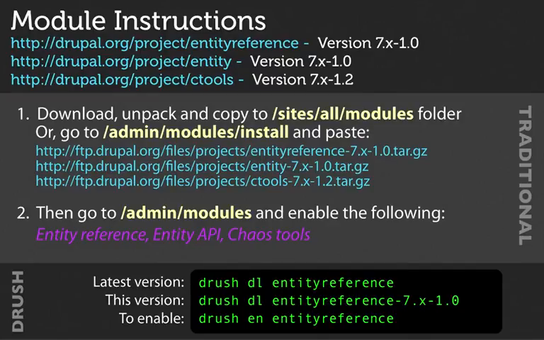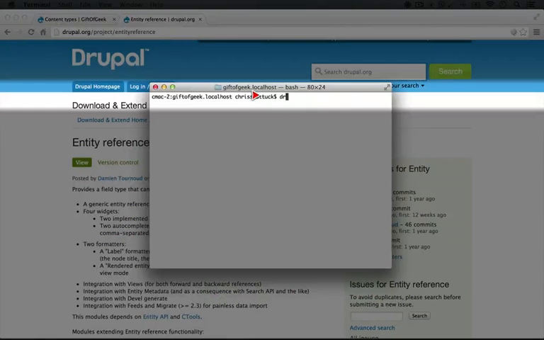If we were going to do this through the update manager or by downloading, unpacking, and moving over to the module folder, then we would have to do each one of these modules independently. On this screen, you can see the list of modules that you need in order to support entity reference and how you can do that through any of the module installation means. But just like before, I'm going to use Drush.